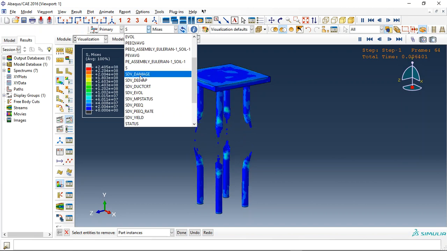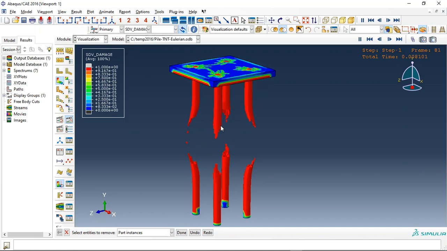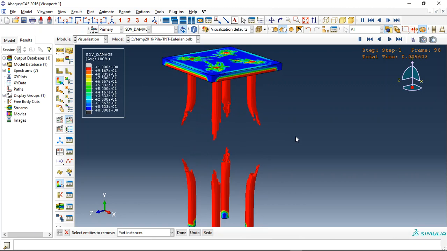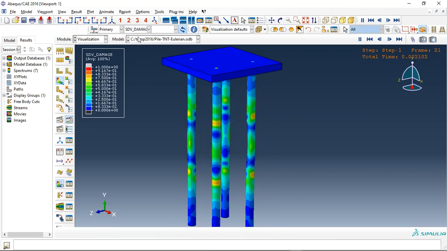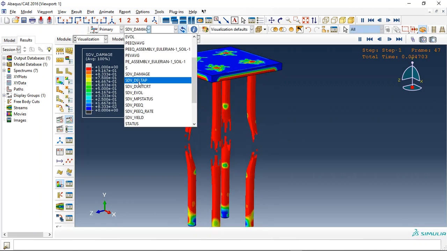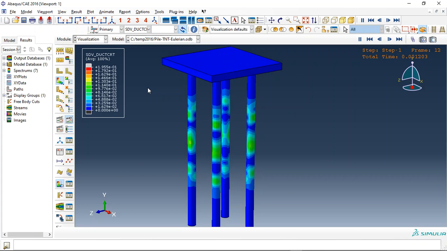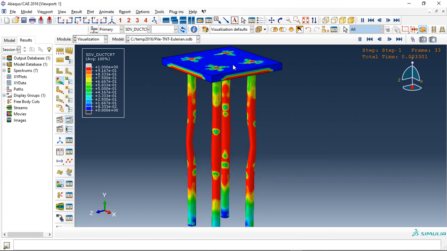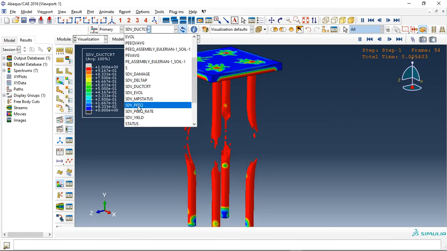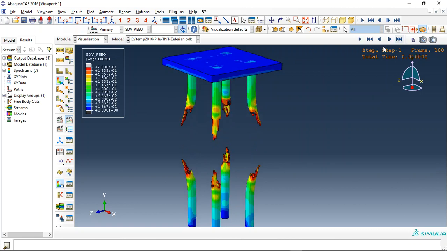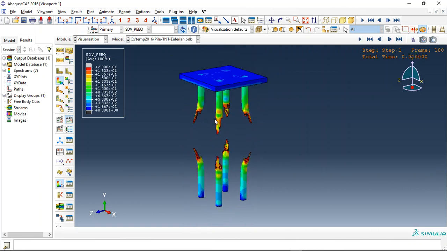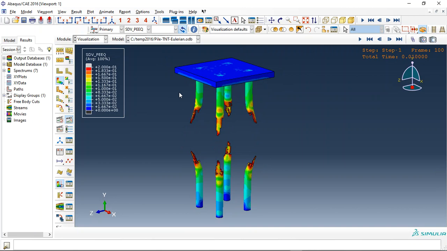And also we can check the damage variable for the pile raft. The length of the pile is 10 meters. You can see the damage now, pressure, ductile damage which happened, see, at the top surface, plastic strain, and everything for the concrete structure with 4 piles, and this is a raft.